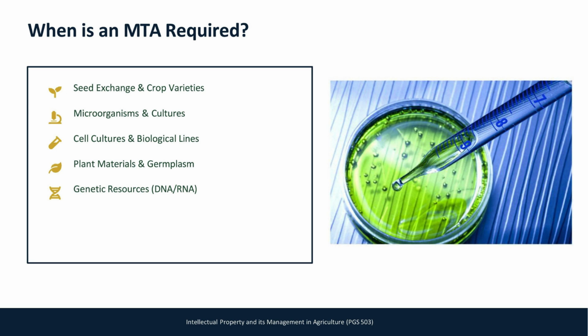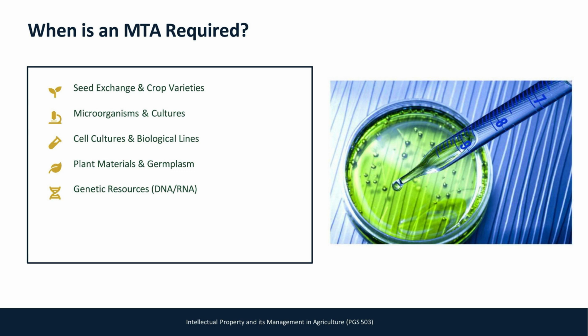The first situation is seed exchange and crop varieties. Next is microorganisms and cultures. Following that, cell cultures and biological lines. Another situation is plant materials and germplasm. And finally, genetic resources, that is DNA or RNA.